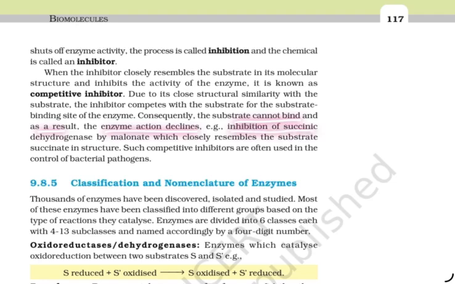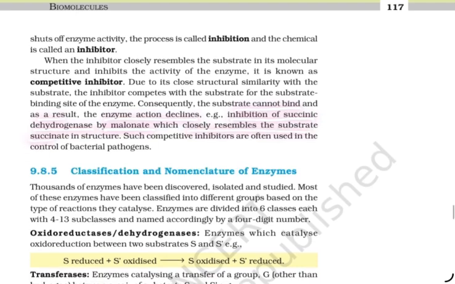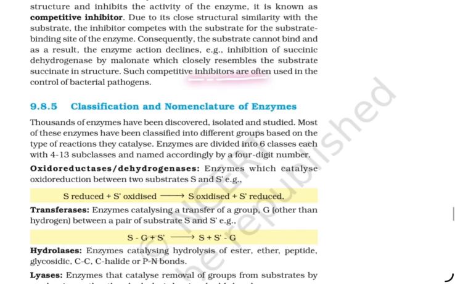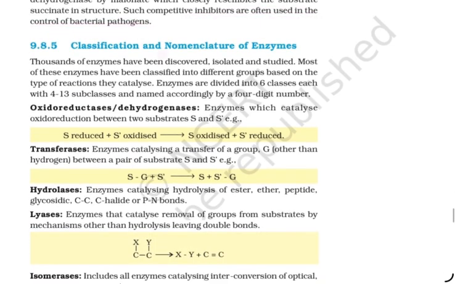declines. An example is the inhibition of succinic dehydrogenase by malonate, which closely resembles the substrate, succinate, in structure. Such competitive inhibitors are often used in the control of bacterial pathogens.